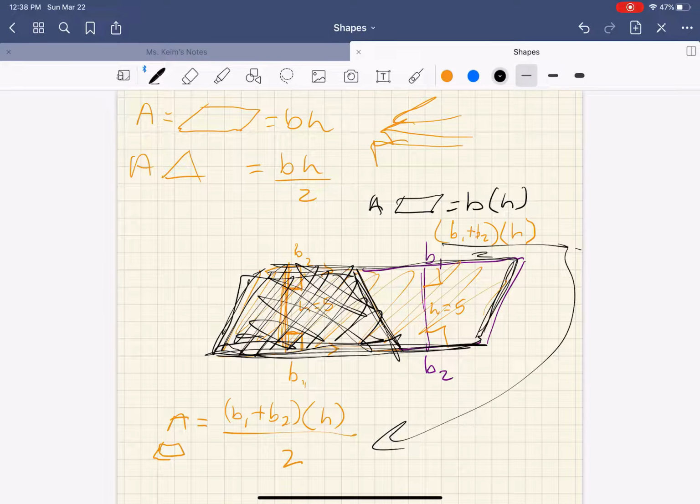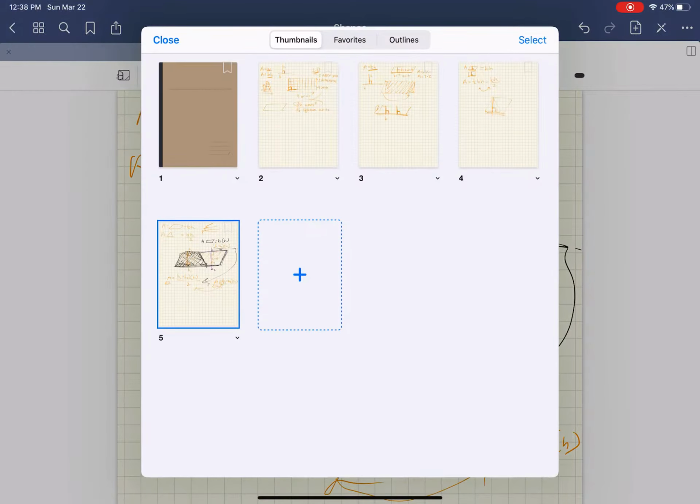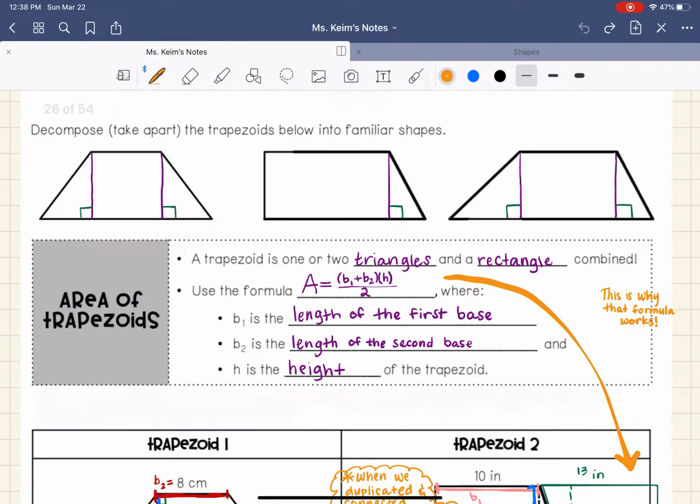So you're either going to see it like this. You're either going to see area equals base 1 plus base 2 times height divided by 2. Or you're going to see area of our trapezoid equals base 1 plus base 2 times h times a half. All right, so half of base 1 plus base 2 times height. Once again, these mean exactly the same thing. All right, I'm going to show you one example, and we're going to be done for the day.